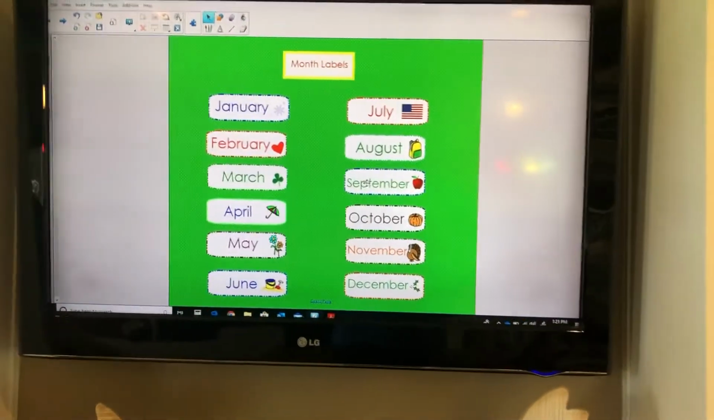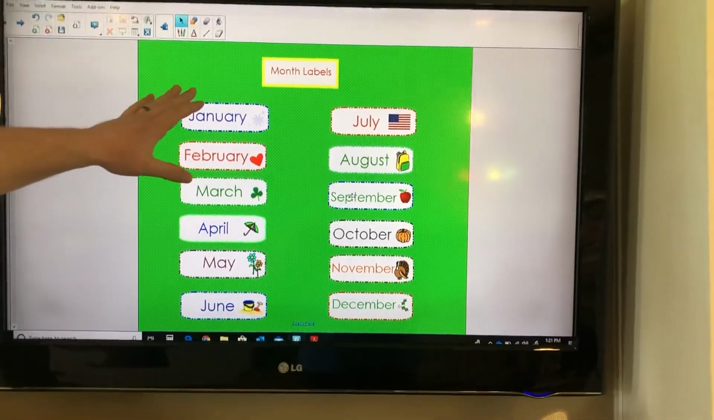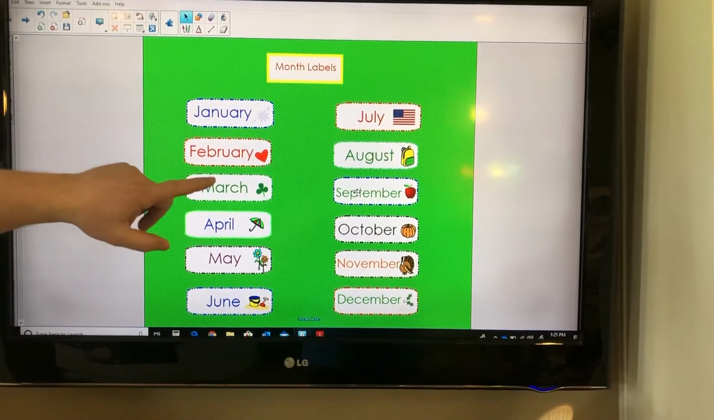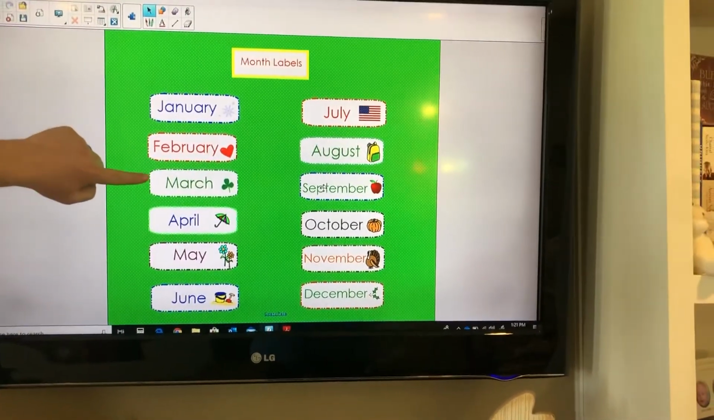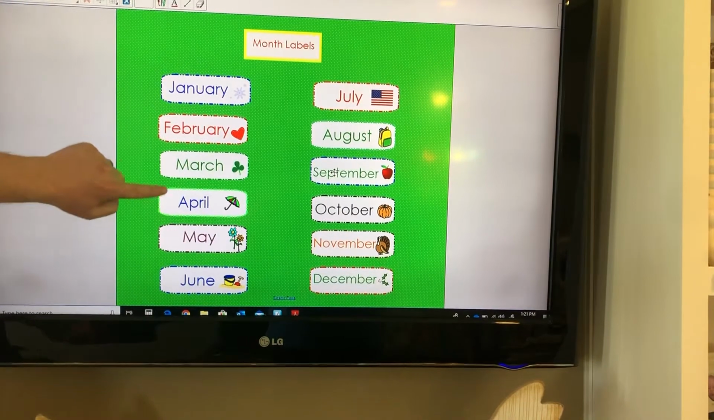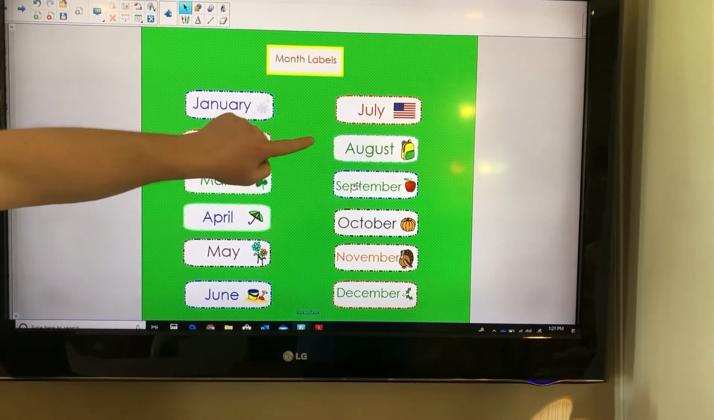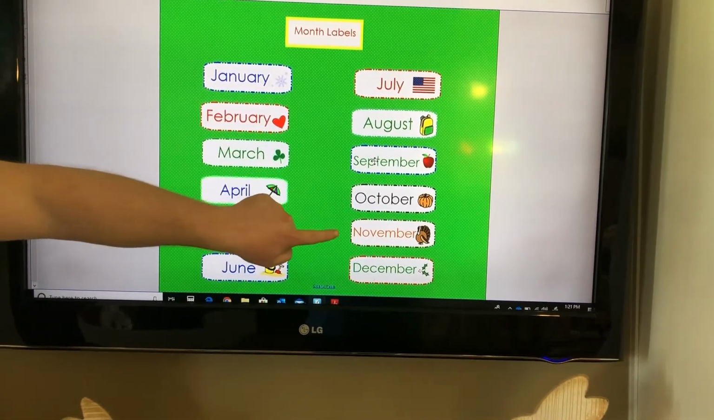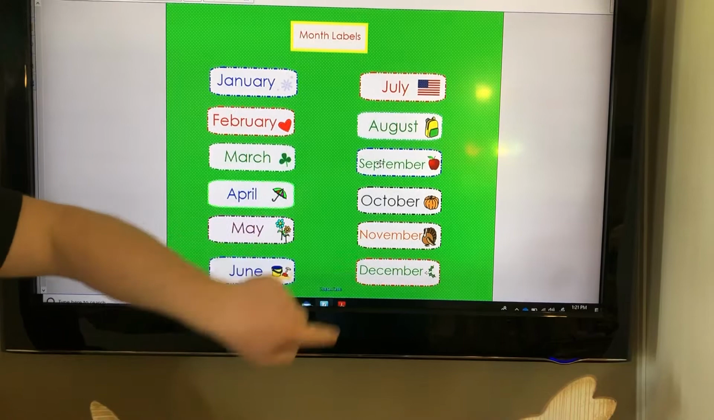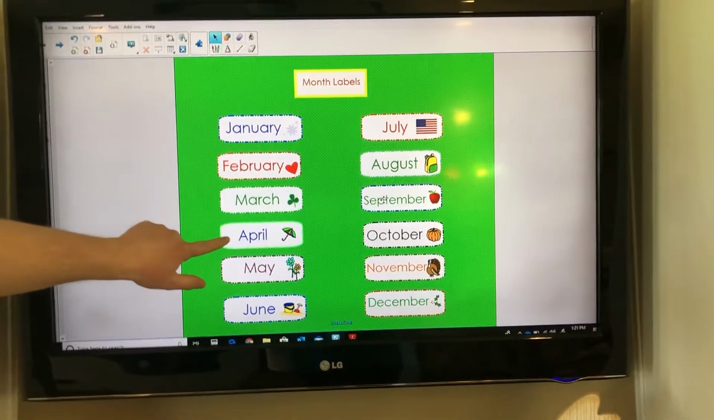And this is where we say our months of the year. So we always start in January. That's our first month, and we'll read through them. So read them with me if you're at home. January, February, March, April, May, June, July, August, September, October, November, December. All right, Liam, can you tell me what month this is?